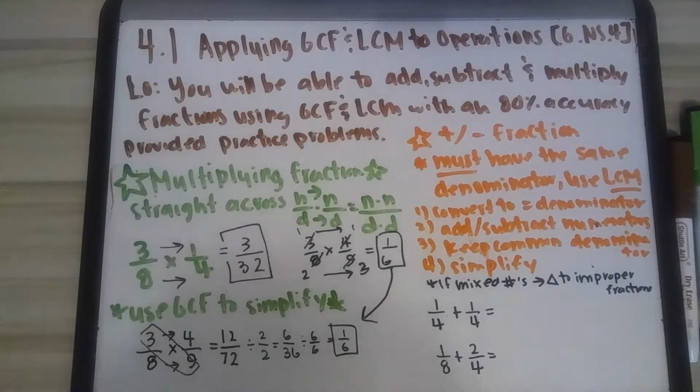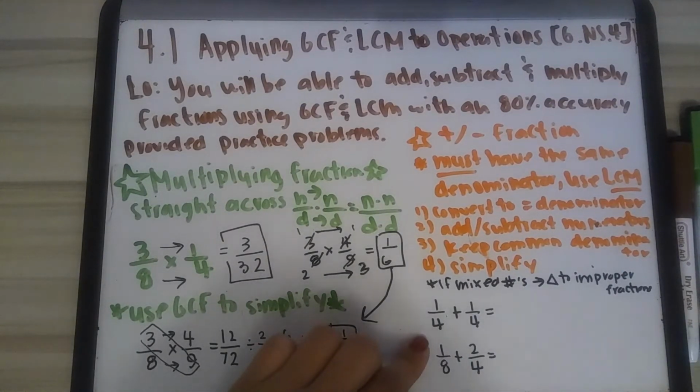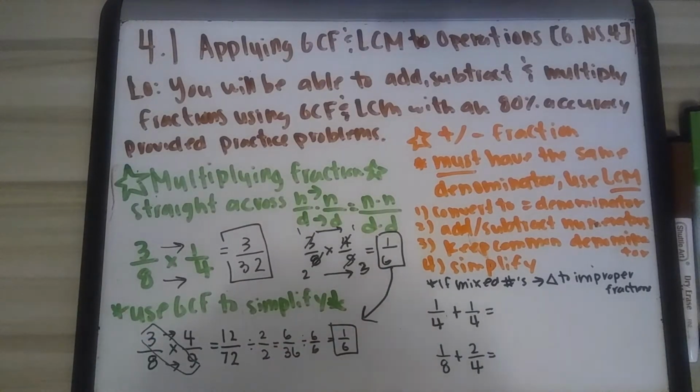Now, when we have addition and subtraction, they have to have the same denominator. The reason why is because the denominator tells us how many equal parts we're dividing a whole into, right? So we don't want to be adding different sizes of pizza. We have to have the same portions, the same slices, basically. So we need to convert them to the same denominator if they don't have a common denominator. And after we do that, we subtract only the tops and keep the same denominator, and then we simplify if needed.